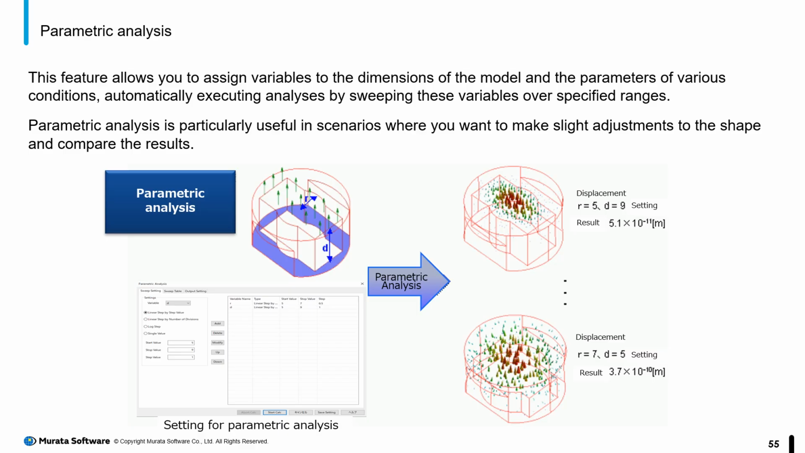First, let's discuss parametric analysis. This feature allows you to assign variables to the dimensions of the model and the parameters of various conditions, automatically executing analyses by sweeping these variables over specified ranges. Parametric analysis is particularly useful in scenarios where you want to make slight adjustments to the shape and compare the results.